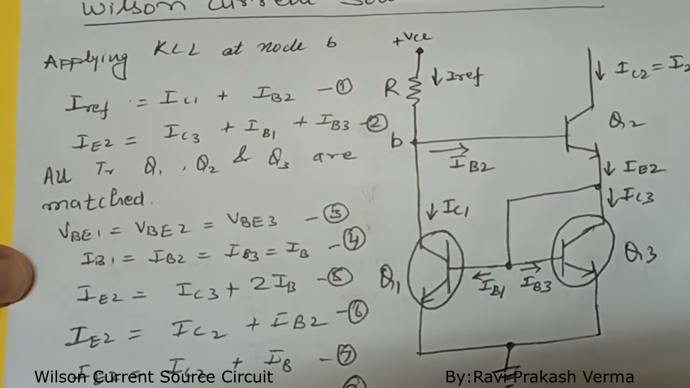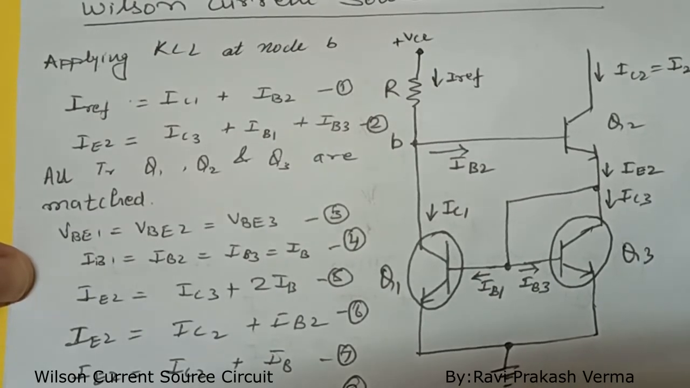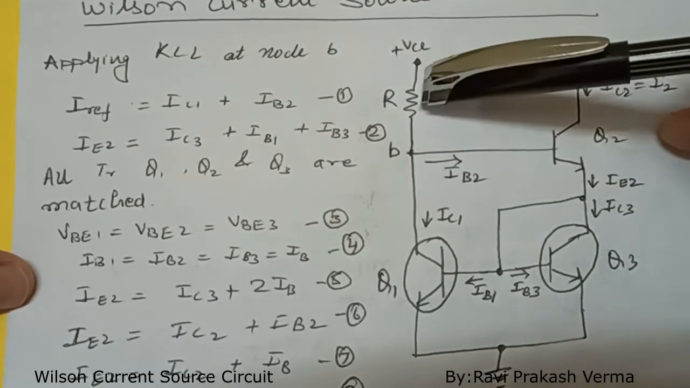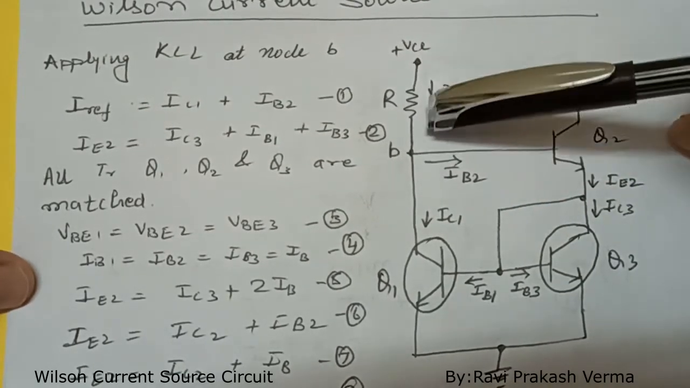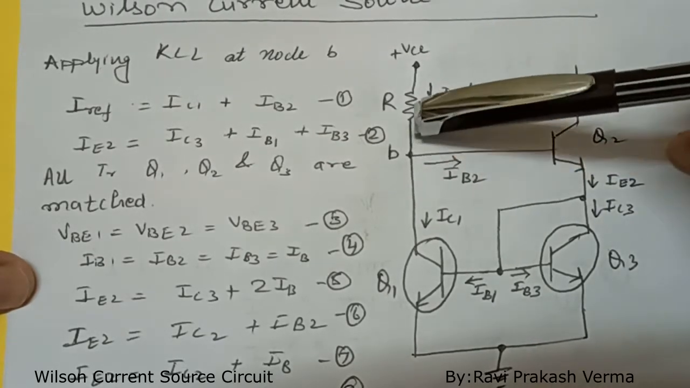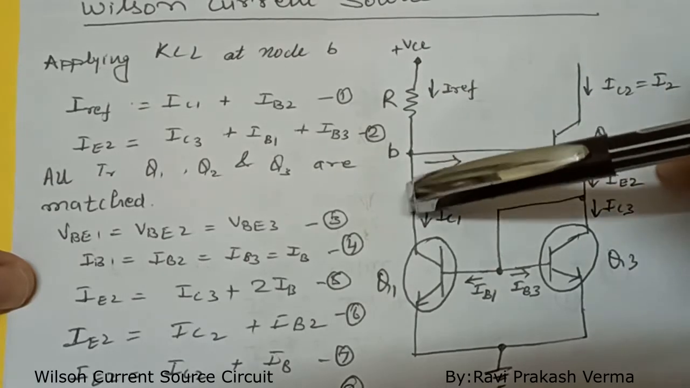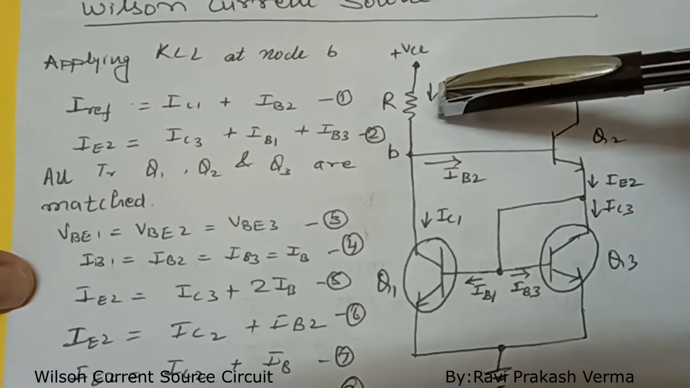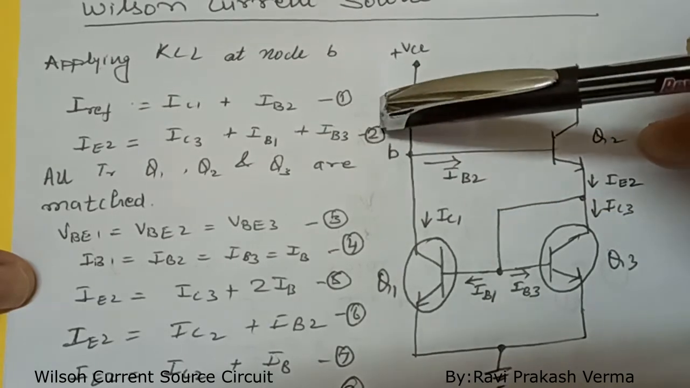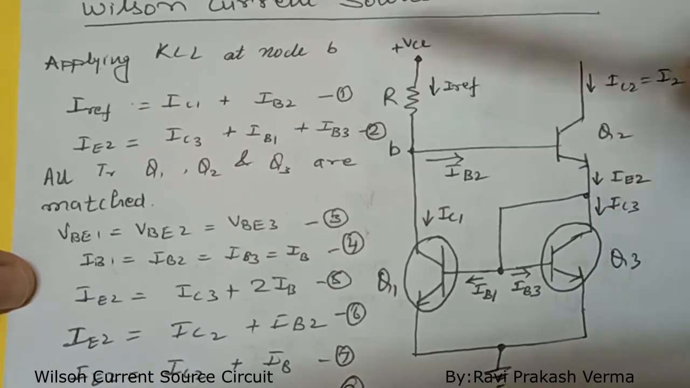Now let's move towards the derivation of this Wilson current source circuit. First of all, we apply KCL at node B. According to the KCL, the current entering a node is equal to the current leaving that node. So I reference is equal to IC1 plus IB2, and I am giving this equation number 1.